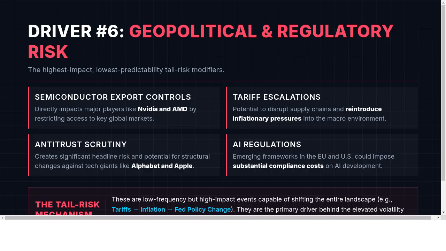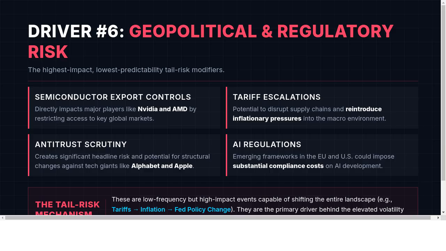Antitrust scrutiny against tech giants like Alphabet and Apple also creates significant headline risk and the potential for structural changes. Furthermore, emerging AI regulations in the EU and US could impose substantial compliance costs. These events are low frequency but high impact, capable of shifting the entire landscape. For example, tariffs leading to inflation, which then triggers a Fed policy change. They are also the primary driver behind the elevated volatility assumptions in our bear case scenario.